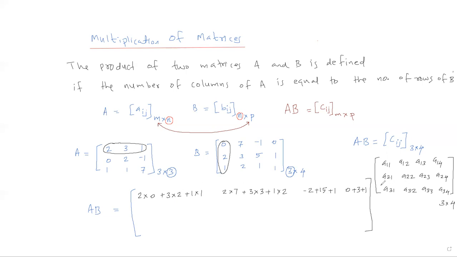So that first row is done: first row into first column, first row into second column, first row into third column, first row into fourth column. They are the corresponding elements A11, A12, A13, A14. There is no fifth column, so the first row with the columns is done.